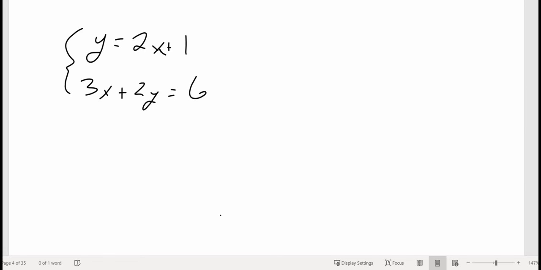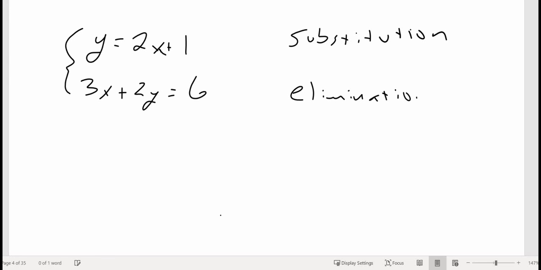So there are several different ways that you can solve a system of equations. A system of equations is when you have more than one equation and you want to find a solution that works for both of them at exactly the same time, right? There are 2 algebraic methods that we can use to get the exact right answer. One of those is substitution and one of those is elimination. Either one will work.